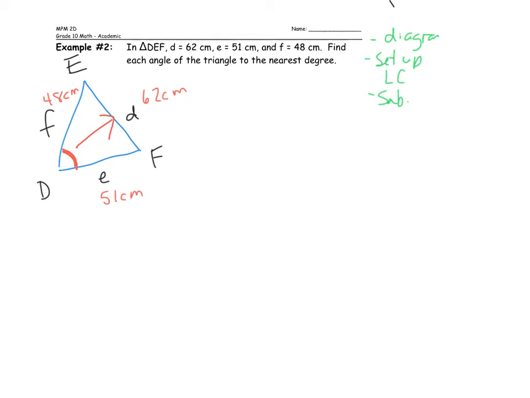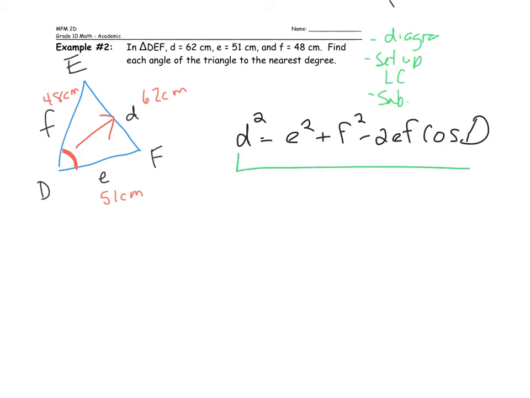I'm going to use a different color here. d squared is equal to e squared plus f squared minus 2ef times the cosine of angle D. And again, see that relationship there, right? If I'm solving for angle D, then that's how I would want to set it up. I could have just as easily chosen angle E or angle F and set it up otherwise, but I've just arbitrarily chosen to solve for angle D.